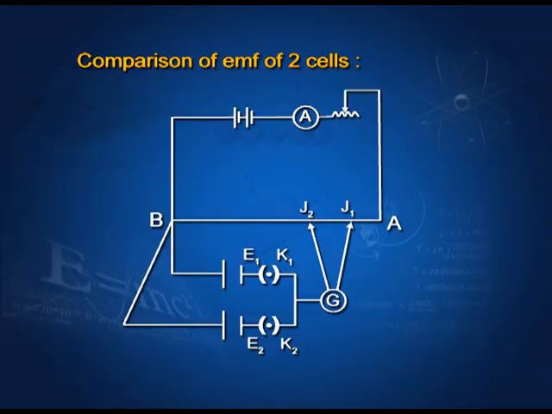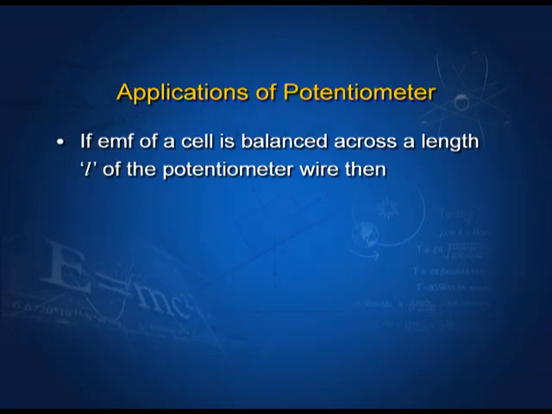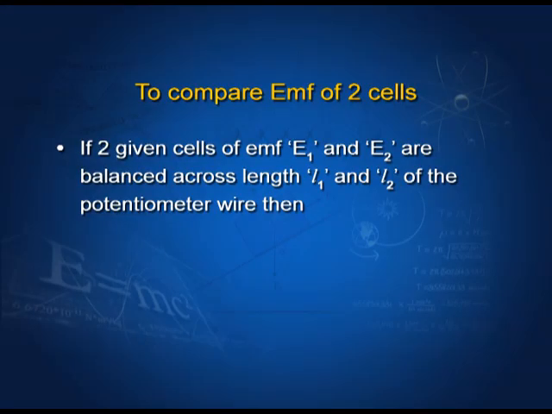Here is a diagram for the situation. If the EMF of the cell is balanced across the length L of the potentiometer, then E equals K into L. Here K is the potential gradient of the wire. Now, to compare the EMF of two cells, this is the second application of the potentiometer. If two given cells are of EMF E1 and E2, and they are balanced across lengths L1 and L2 respectively of the potentiometer when the respective keys are connected one by one, then E1 upon E2 equals L1 upon L2.